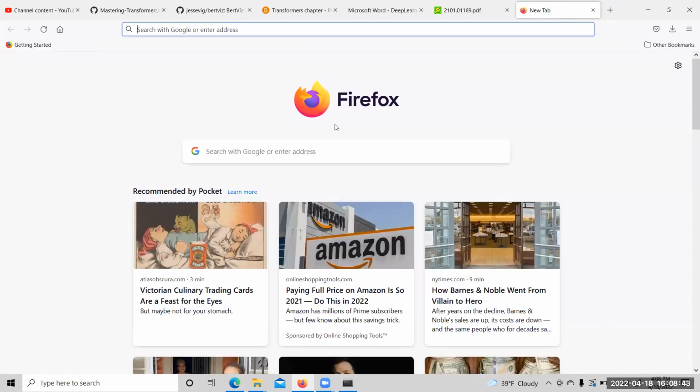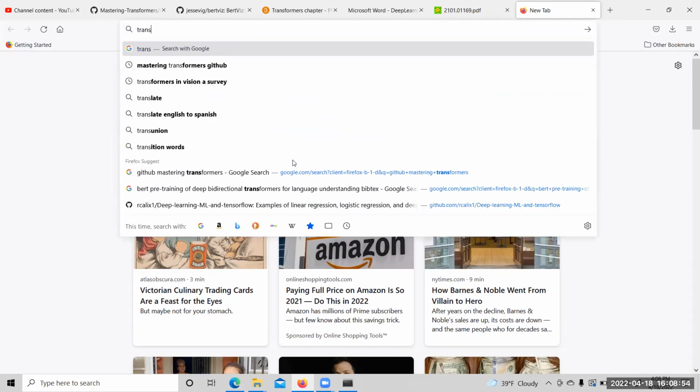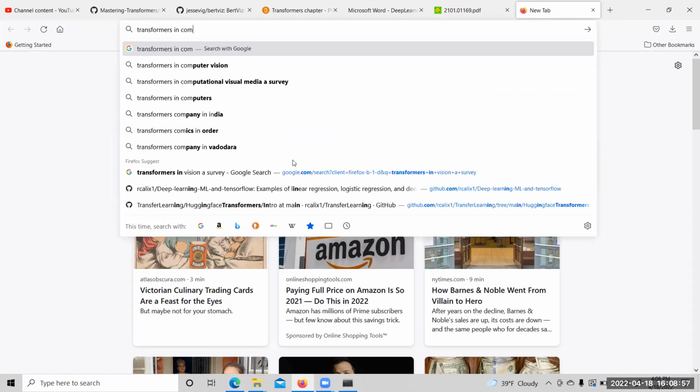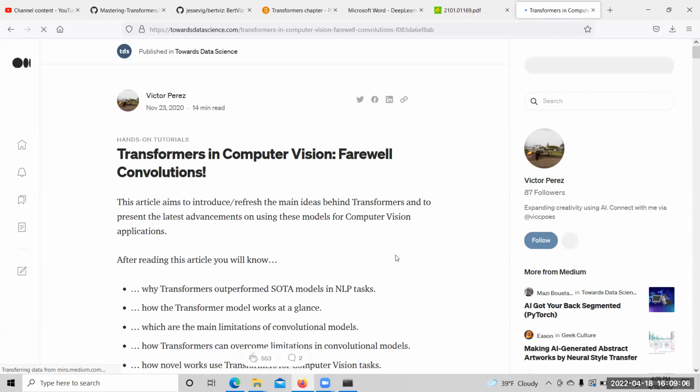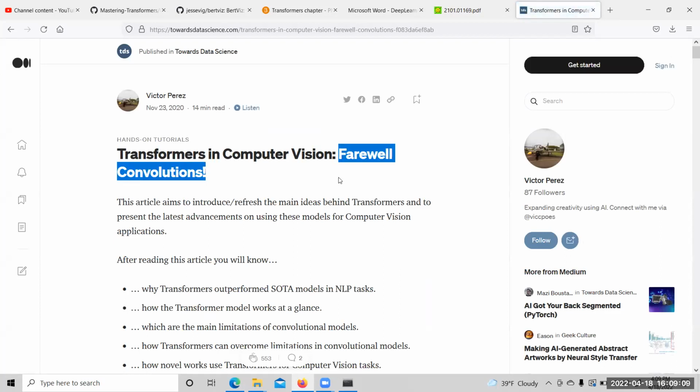And then the other thing I wanted to point out is this blog that I found, Transformers in Computer Vision. As you can see, this is from Towards Data Science, which is a pretty good blog. And as you can see, people like to make very bold statements. Farewell convolutions, right? So basically that whole thing that I explained to you, CNNs, which is not even 10 years old, some people are now bidding farewell to it. So that's an interesting thing.